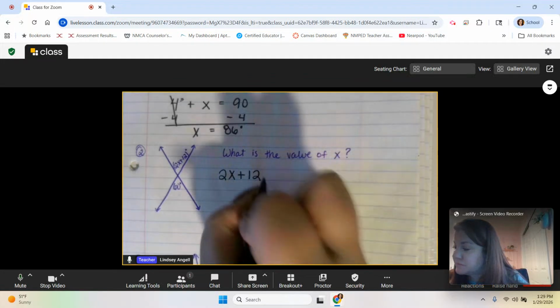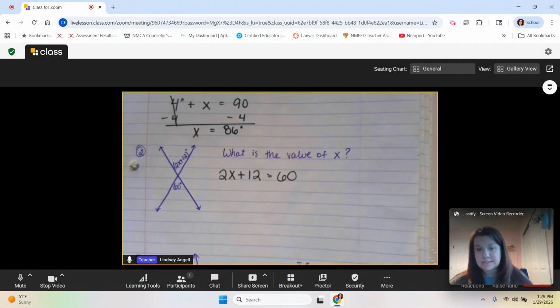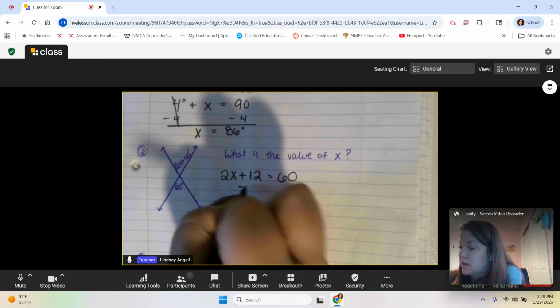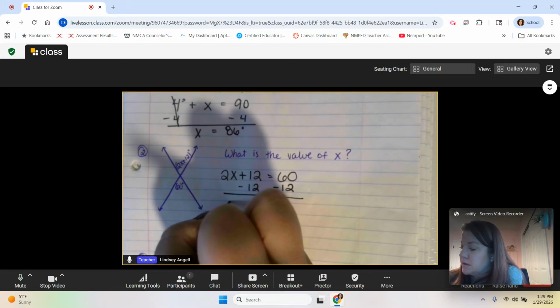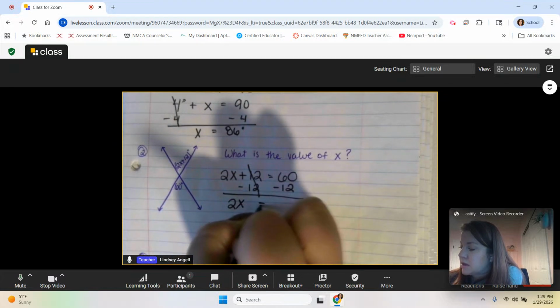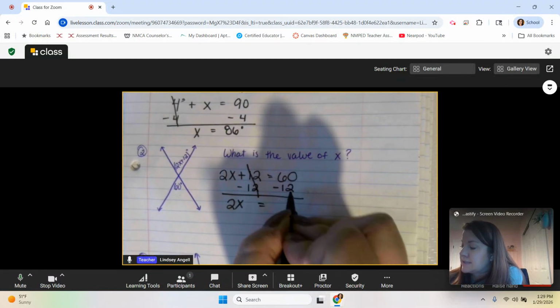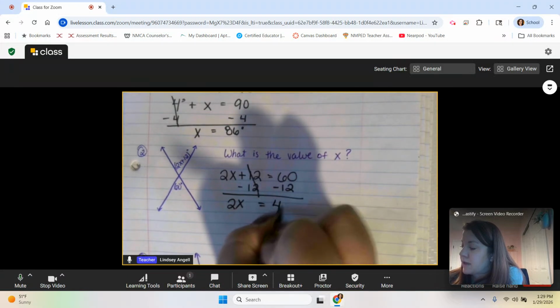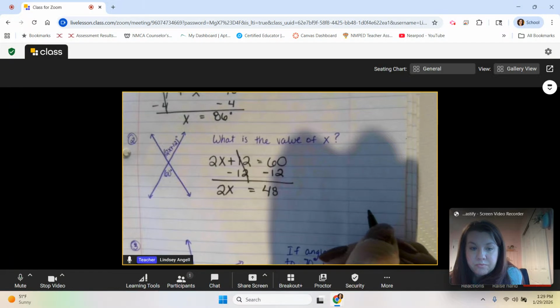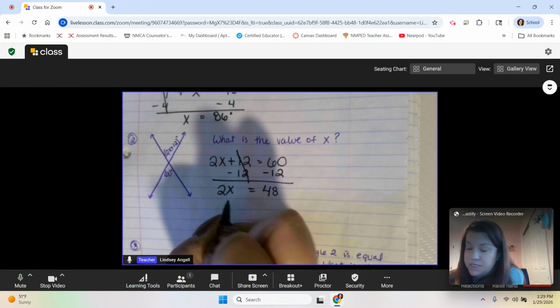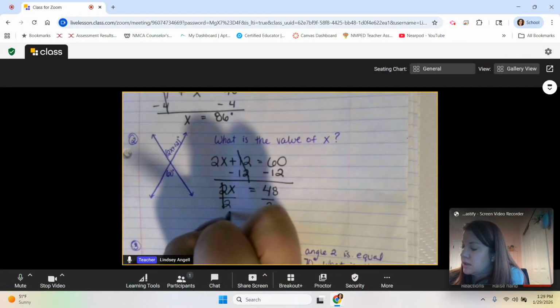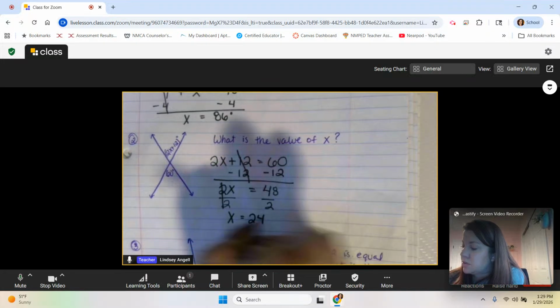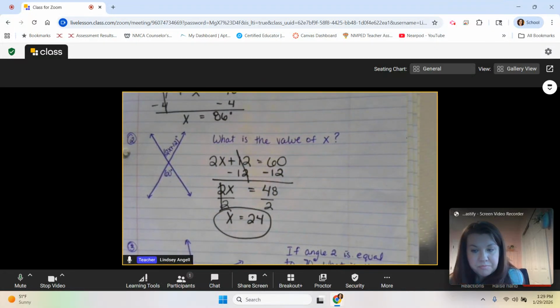Plus 12 equals 60. Well, now it's just a two-step equation. We can solve for that. So to subtract 12 from both sides, we're left with 2x on the left, and then 6 minus 12 gives us 48. Right now I'm multiplying by 2, so to get rid of that, I'm going to divide by 2. So x is equal to 24. Here we go. Okay?